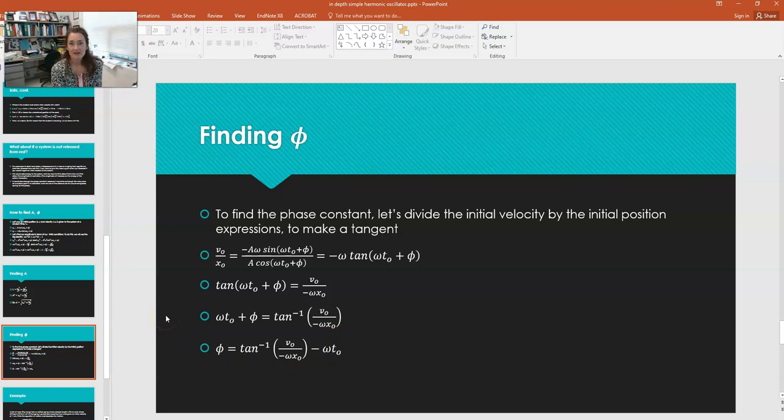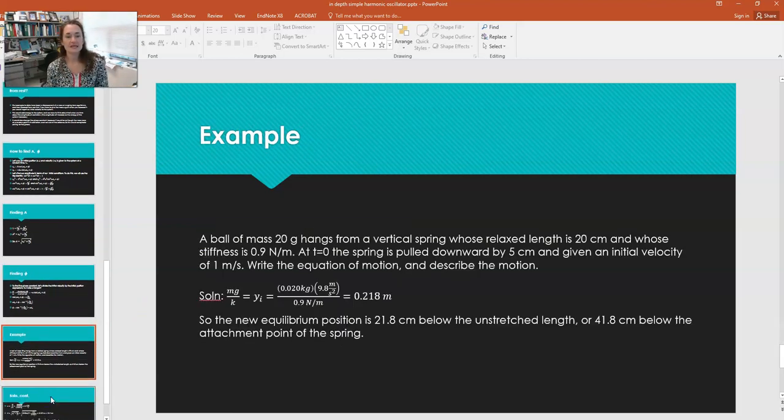Okay, now that I've developed these expressions for how to handle the amplitude and the phase constant for more complex problems where you're given an initial velocity, let's do an example problem together. This one is a modified problem from Matter and Interactions. We have a ball of mass 20 grams hanging from a vertical spring whose relaxed length is 20 centimeters and whose stiffness is 0.9 newtons per meter. At t equal to 0, the spring is pulled down by 5 centimeters and given an initial velocity of 1 meter per second. Write the equation of motion and describe the motion.